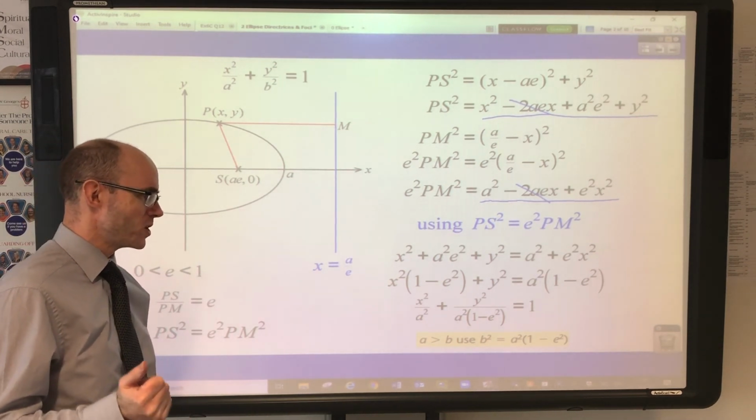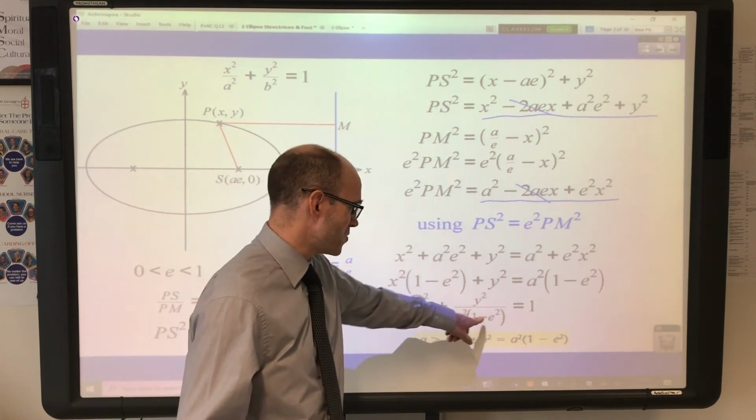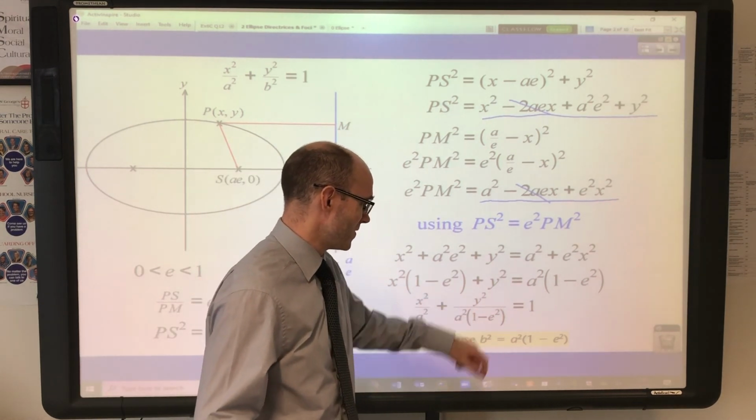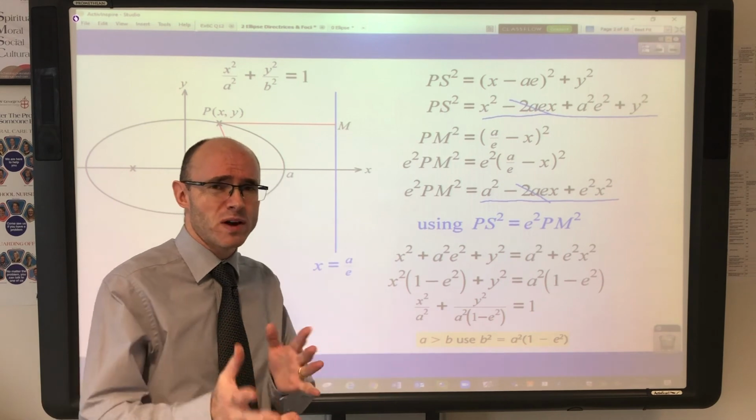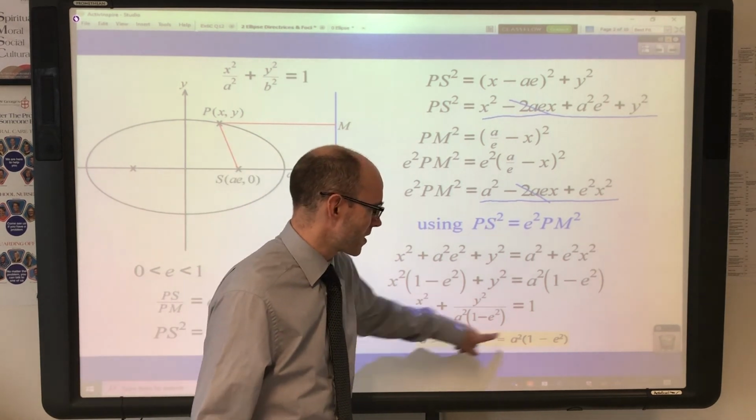What we do actually end up with when e equals 1 is a parabola, but the whole thing just breaks down when e equals 1 here. But when e equals 1, you do actually have a parabola. So I'm hoping that explains where that comes from.